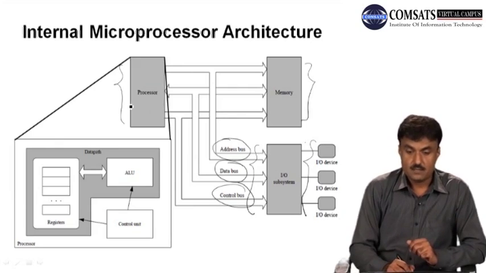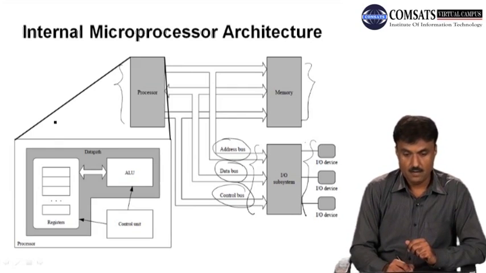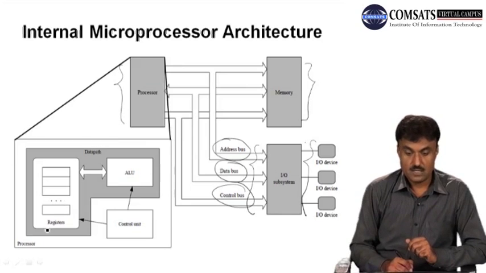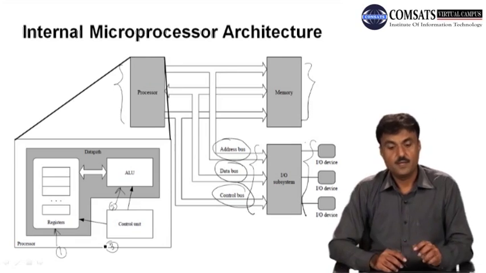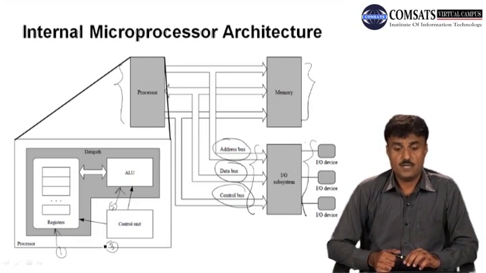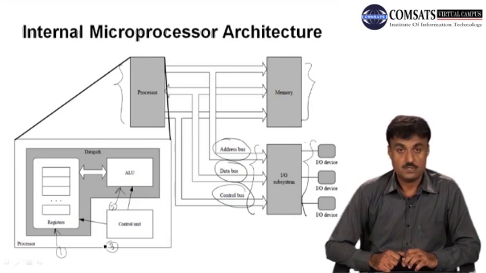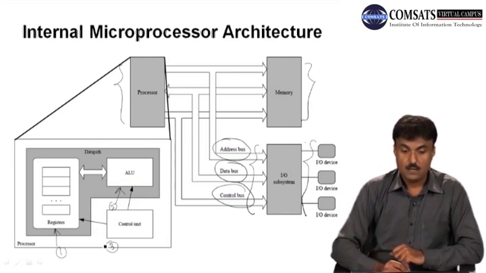So here you can see inside the processor, when we zoom in, there are 3 major components: the control unit, the arithmetic logic unit, and the registers. Today we will mainly focus on these registers.